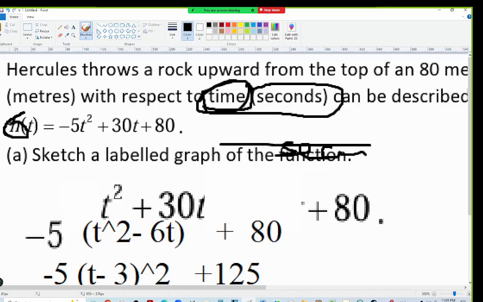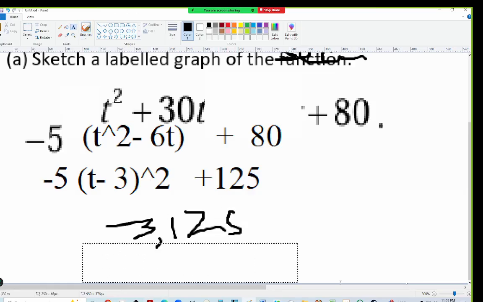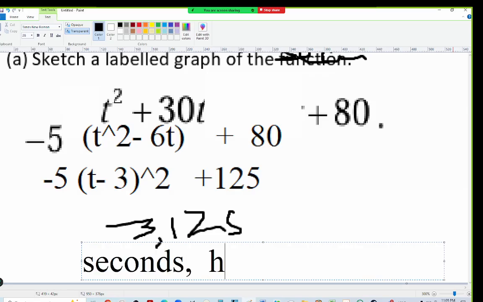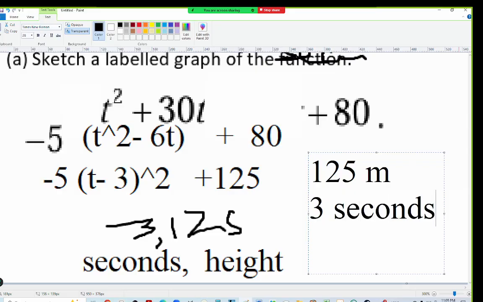What does this part mean? What's that h mean? Height. That means our y-axis is going to be height in meters. Okay. So what does this vertex of 3 comma 125 tell you? If x is in seconds, x is the time and y is the height. So in words, what can you tell me about his rock throw? How high did his rock reach? 125 meters, not seconds; height is never in seconds. And how long did he throw it before it reached that height? 3 seconds. Right. Great.